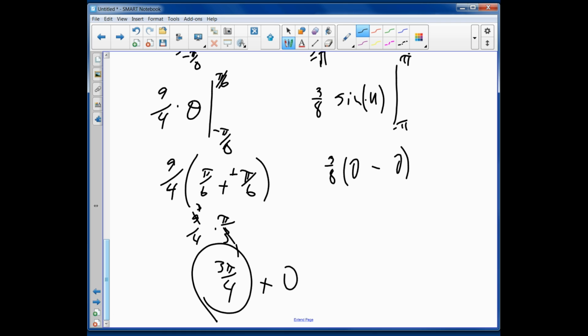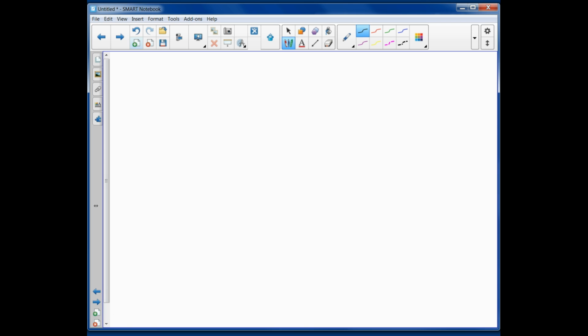Same. Okay. New problem. So we have r equals 1 minus 2 sine theta. It says find the area lying in the region between the inner loop and outer loops of the limaçon.